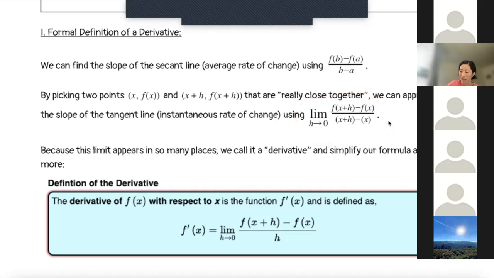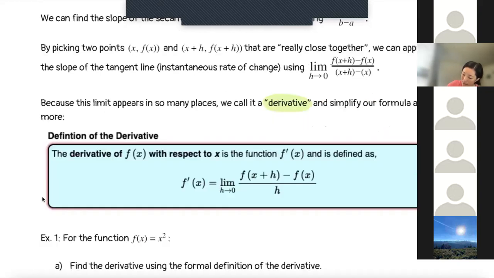This limit happens so much in calculus that we give it a special name, a derivative. Okay, so this limit that we have here happens so much in our course that we give it a special name and we call it a derivative. Okay, and so here we have our formal definition of the derivative.